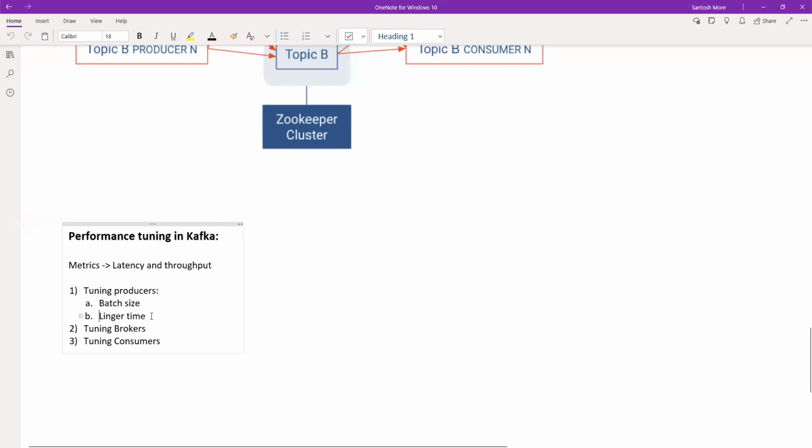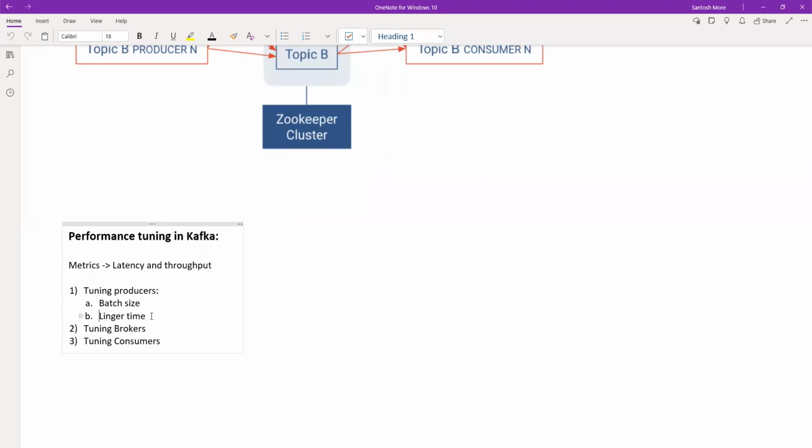So linger time is like periodically you send messages. You wait for a certain period, and whatever messages you collect, you just send them, irrespective of whether they are as per the batch size or not. Don't bother about it, just wait for a particular time. But in that case, you will end up sending fewer messages. So even if the latency will be good in this case, it will have an impact on the throughput, because in some cases you will be sending only a few messages.